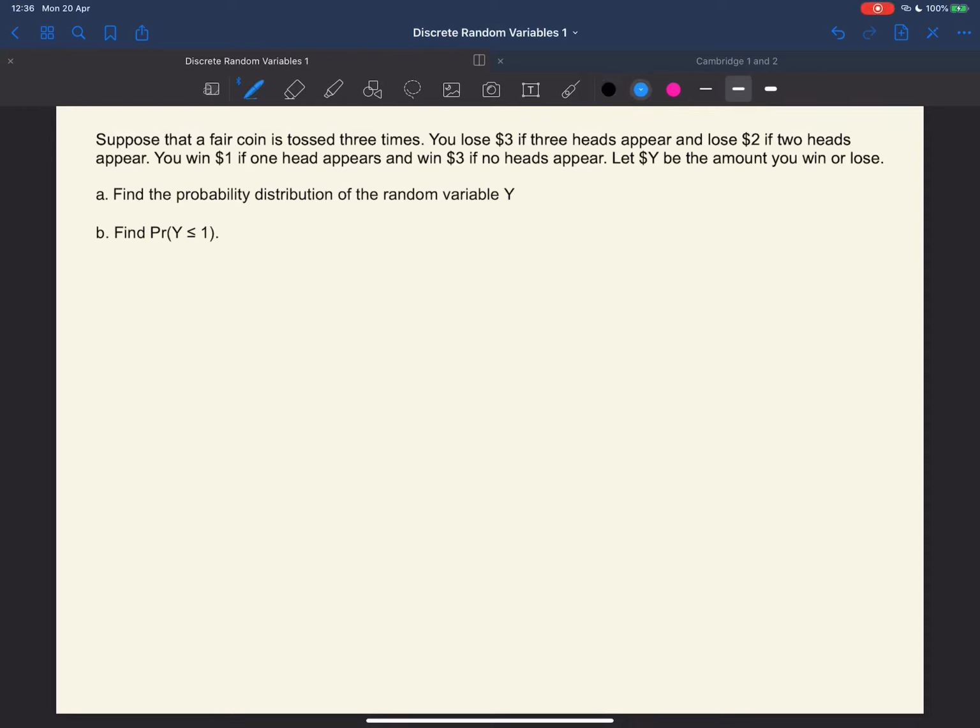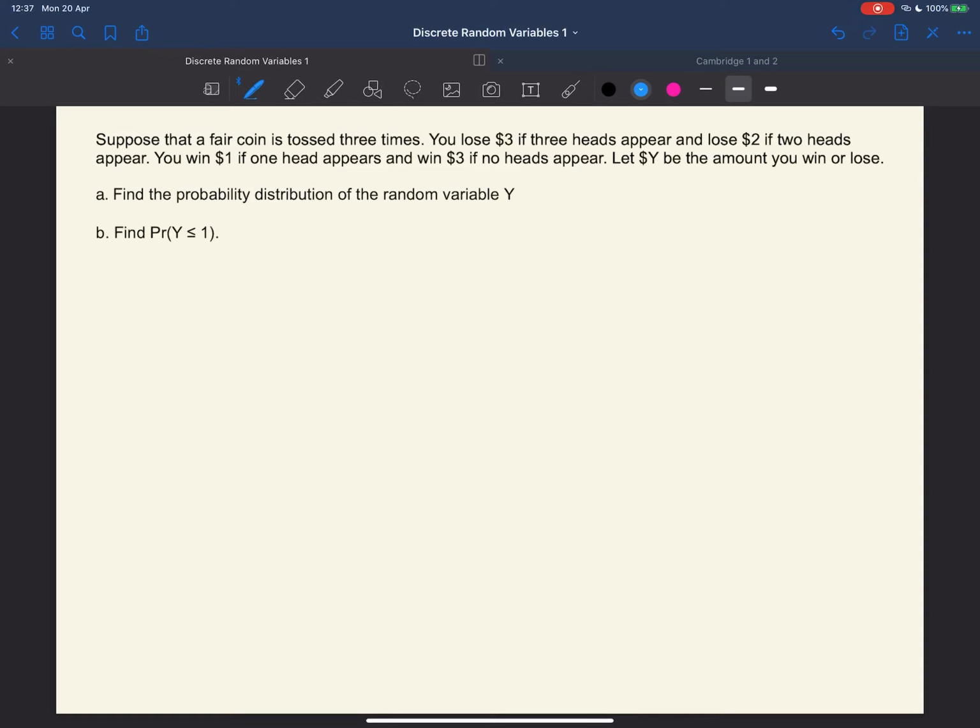Okay, so this question here is on page 736. It's 22A, question 12. And this was a requested question. So let's have a look at it now.